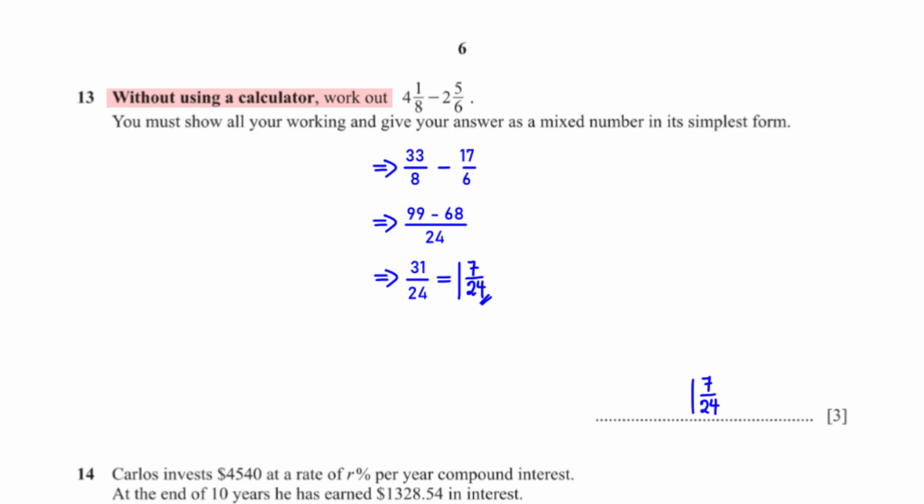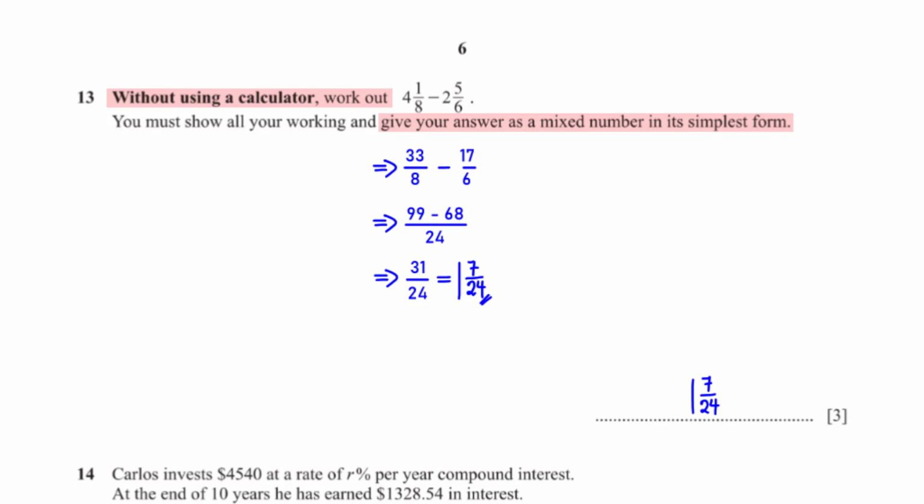Without using a calculator, work out 4 and 1/8 minus 2 and 5/6. You must show all your working. Give your answer as a mixed number in its simplest form. First, we need to convert the mixed fractions into improper fractions.